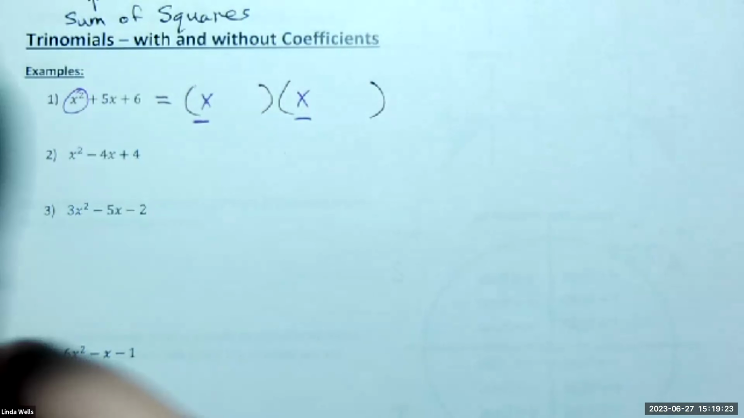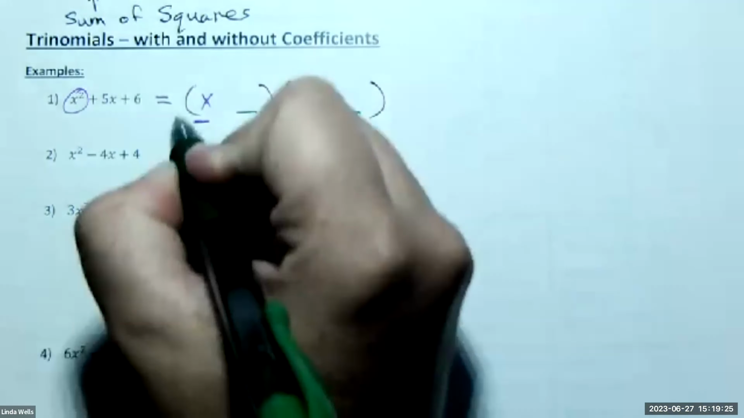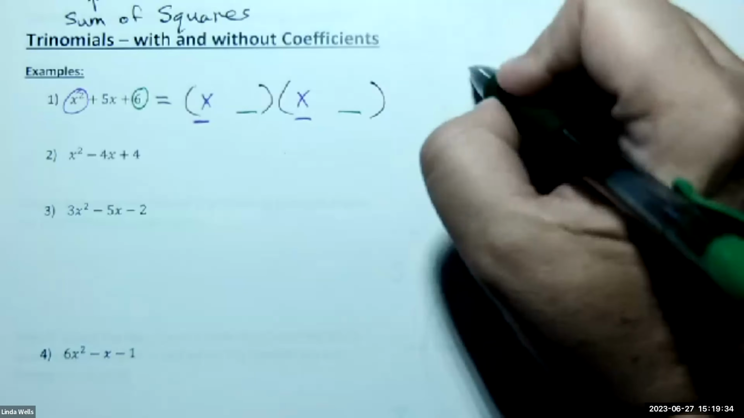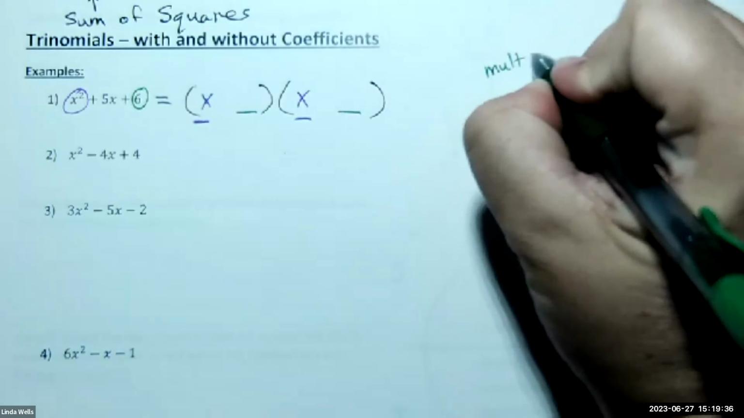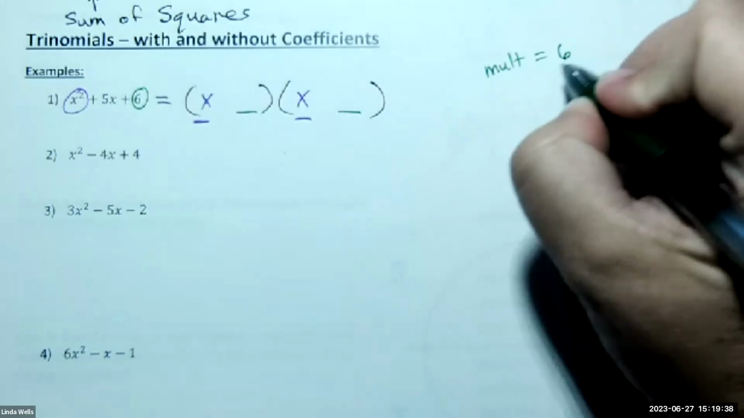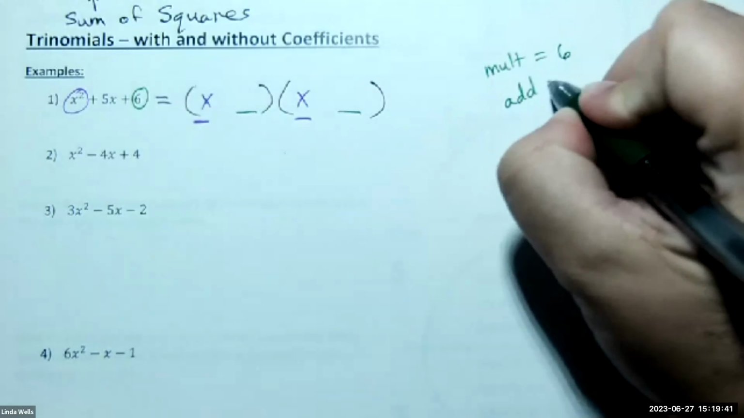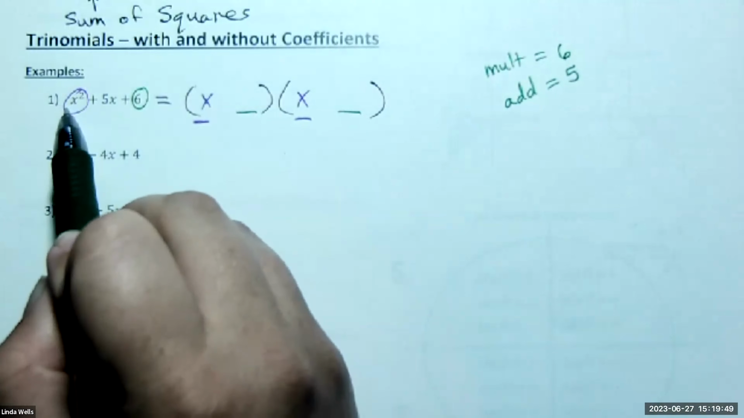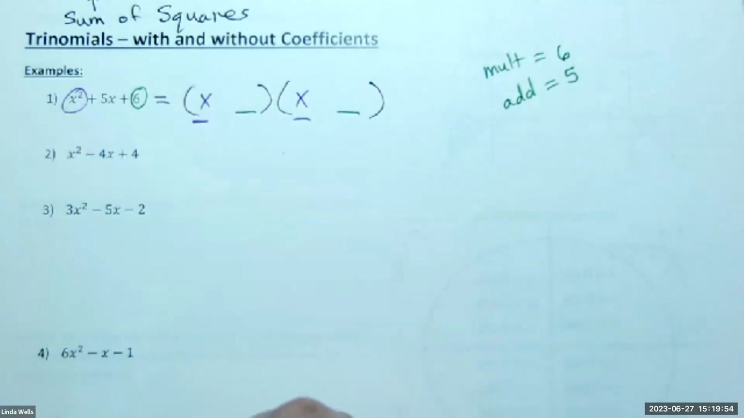All right, and then the last place in each parenthesis has to multiply to be 6. Is that all I have to worry about? I also need it to multiply to be 6, and it has to add to be the middle term. This is the most basic trinomial. This is the trinomial where there's no number, no coefficient on the x squared. We'll do the coefficient in a minute.